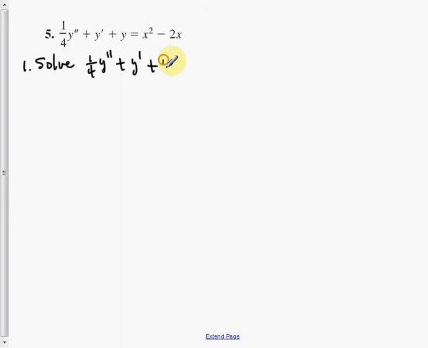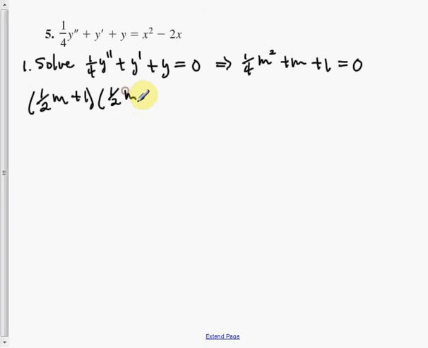So the corresponding auxiliary equation is 1 over 4 m squared plus m plus 1 equals 0. If we could factor this, let's see. So we have 1 half m plus 1 half m equals m for that middle term, and everything else works out. So this implies that m is equal to negative 2, and m is equal to negative 2.